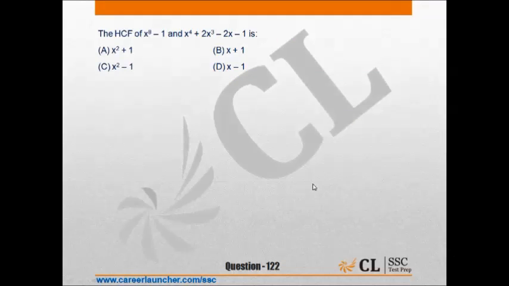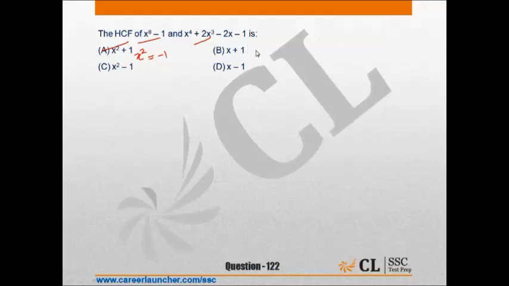The question is the HCF of x to the power 8 minus 1 and x to the power 4 plus 2x cube minus 2x minus 1. Now we know that HCF is the highest common factor. It should be a factor of both the expressions. Coming to the first option, that is x square plus 1, this gives x square equal to minus 1. And this gives us the imaginary value. So this option is eliminated.